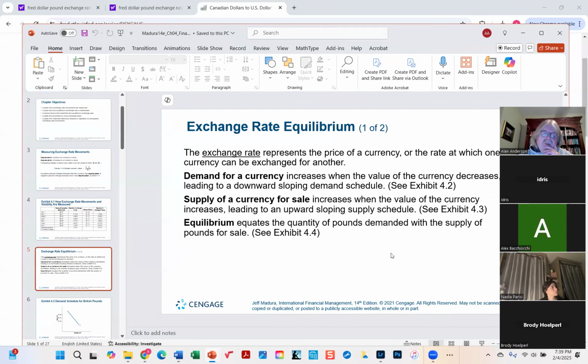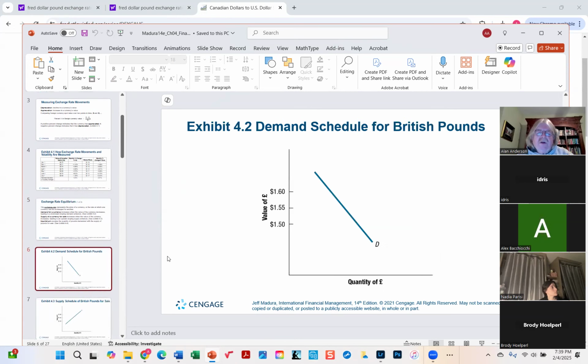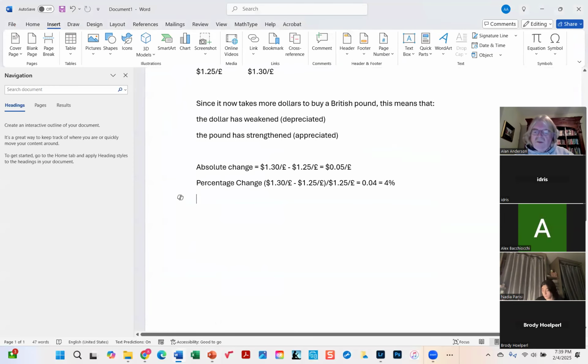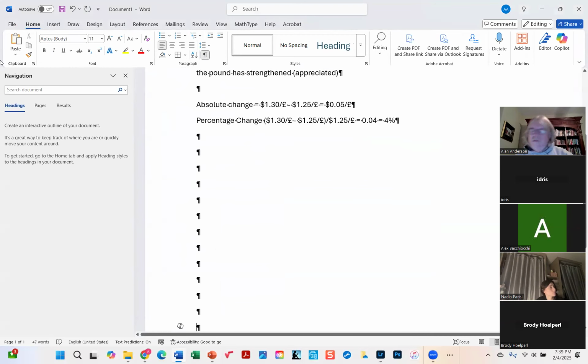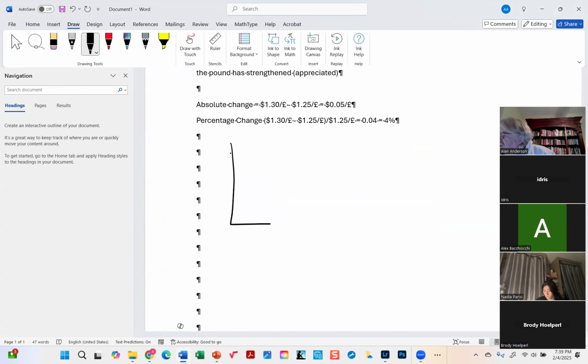All right, now equilibrium exchange rate. This is what they're building up to. So what they're going to do is develop this framework for us. And this is for the dollar pound exchange rate. And so you might recall from previous classes that with the supply and demand framework, we have on the vertical axis the price of a good, and on the horizontal axis, we have the quantity of the good.